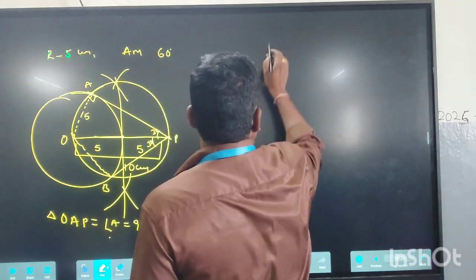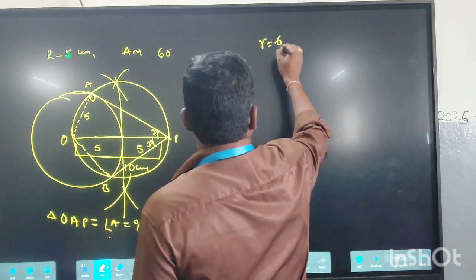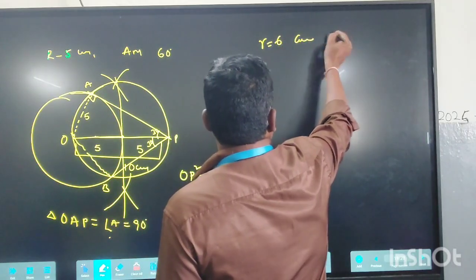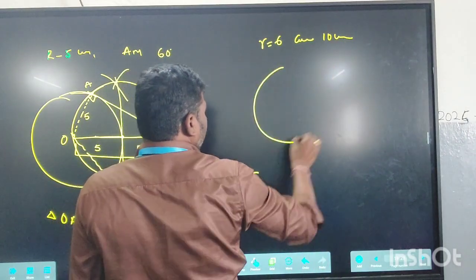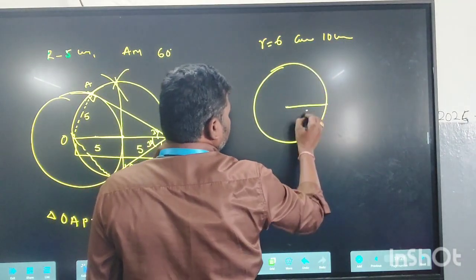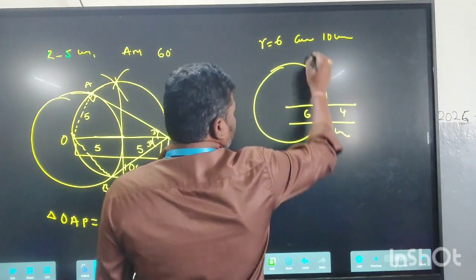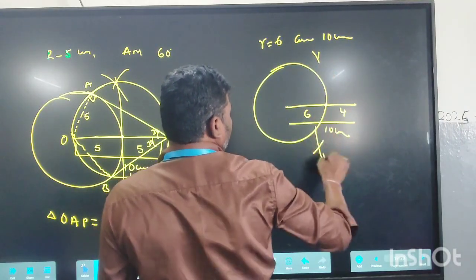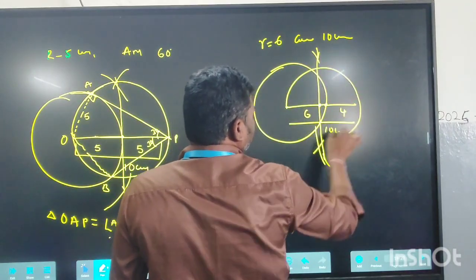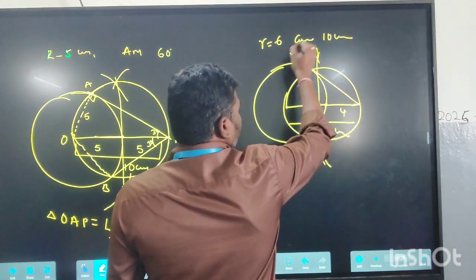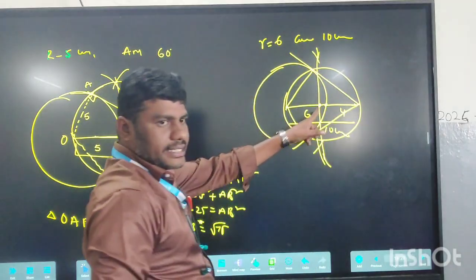And one more question: radius equal to 6 centimeters, the point is 10 centimeters away from the center. So draw one circle here, 6 centimeters. This is 6, outside is 4, total is 10 centimeters. Here again join marks and draw, again coming inside, here 5 coming, again draw the circle. Draw it like this. See, here the point is inside.